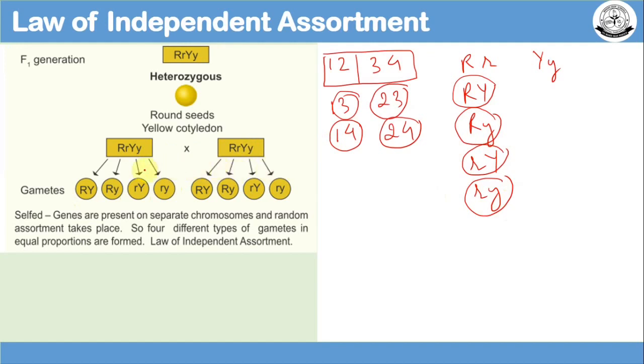Okay, so when you cross the F1 generation and F1 generation, now these gametes are independent. This combination can go with this, or with this, or with this, or with this. They are independent, right? So they can go with anyone, and the same for each one of the others. So that means you can see how many different combinations can be formed. Okay, so let's see.